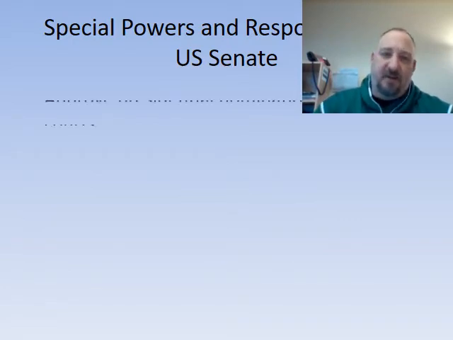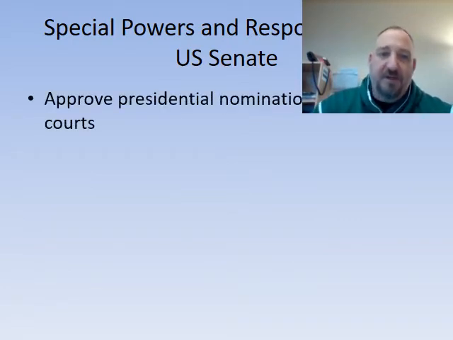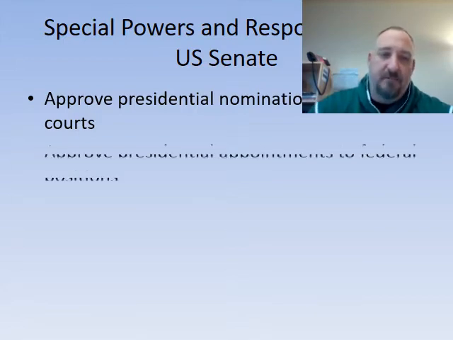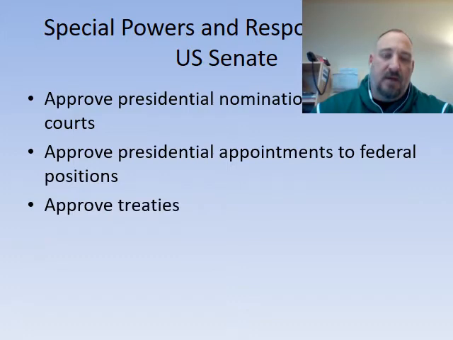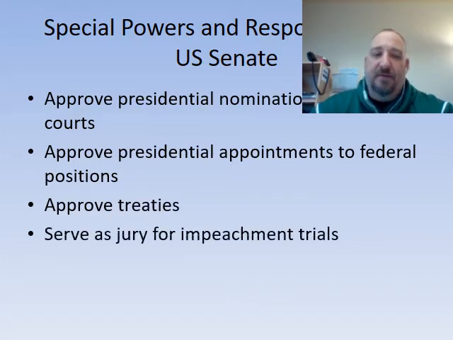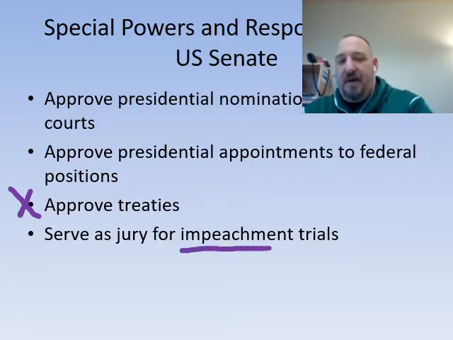So the U.S. Senate specifically, they approve presidential nominations to federal courts. So if the president wants to nominate a Supreme Court justice, that approval has to go through the Senate. Appointments to federal positions, things like the cabinet, other office secretaries, meaning a specific office like the Joint Chiefs of Staff, Secretary of Interior, Secretary of Education. They approve treaties, as part of that checks and balance system, and they serve as a jury for impeachment trials.